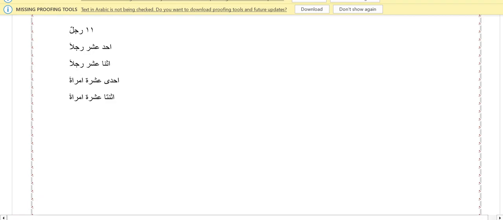So for 11 and 12, the rule is very simple, but from 13 to 19, now the rule is different. And always remember, when I am saying 11, 12 rule is simple, it means 21, 22 rule is simple, 31, 32 rule is the same as 11 and 12.